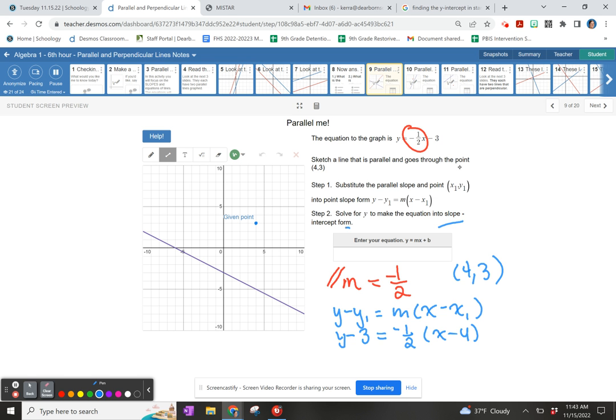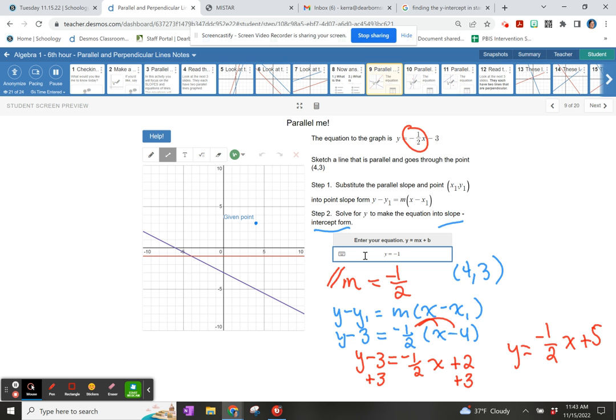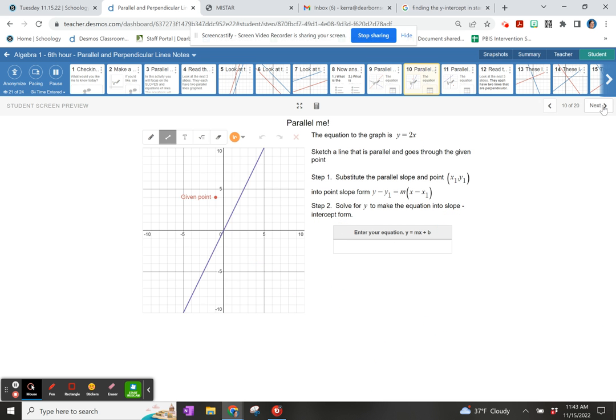So notice that it says slope intercept form. So what we need to do from there is distribute, and you're always going to distribute. And then the next step is always going to undo. So we have y equals -1/2 x plus 5. So if you type that in, make sure the x is on the side. It is parallel and it is going to go through the point. That's how you know you're right.